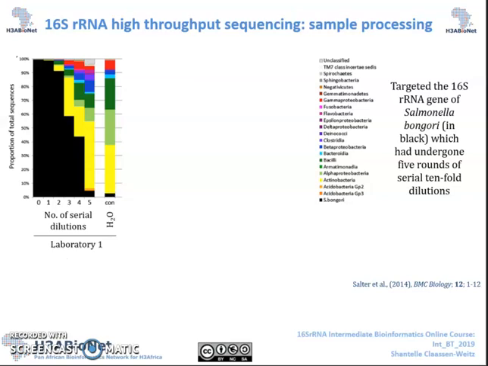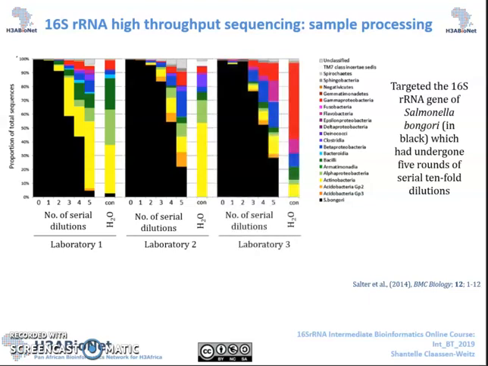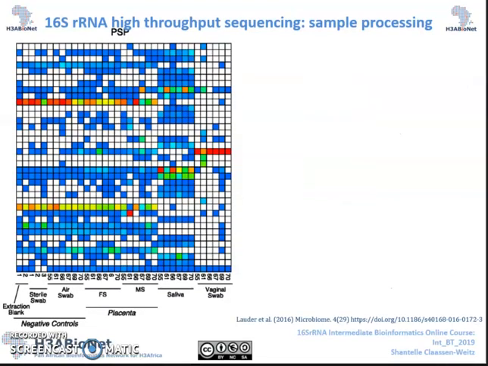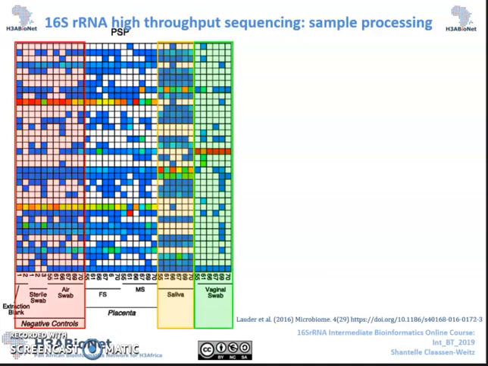In this experiment, the negative controls were water. Salter and colleagues also showed that different laboratories have differences in contaminating profiles. These types of observations become very important when studying low biomass specimens, in other words, specimens with very low abundance of bacteria, and drawing conclusions from them. The study by Lauder and colleagues clearly showed that bacterial profiles from saliva and vaginal swab specimens differed from bacterial profiles from negative controls.